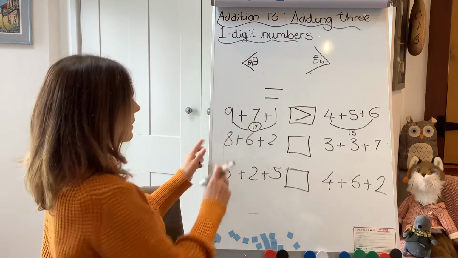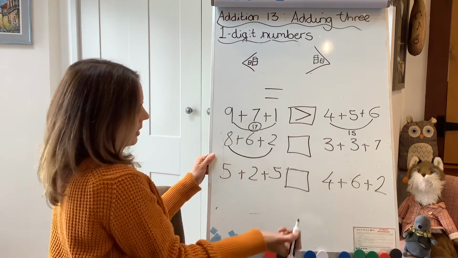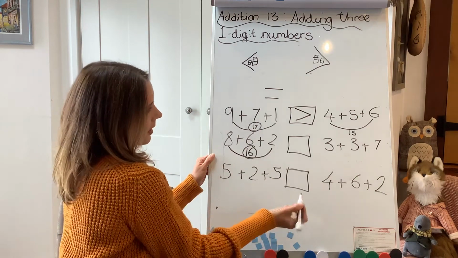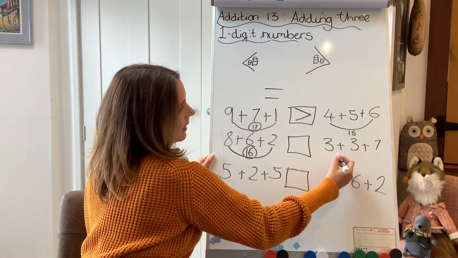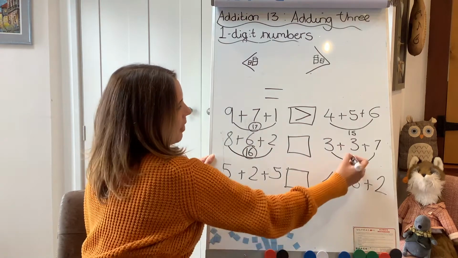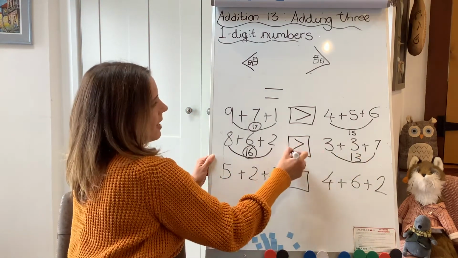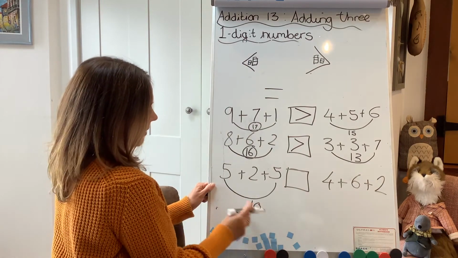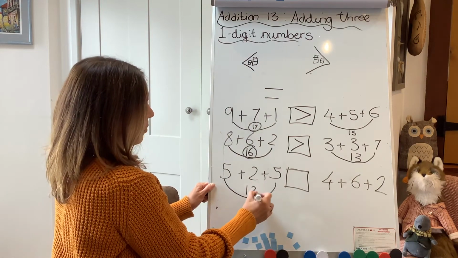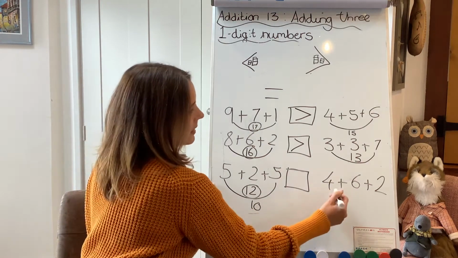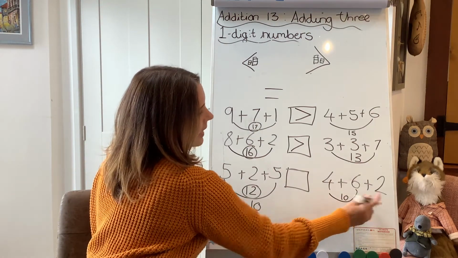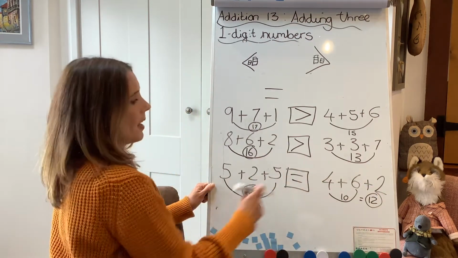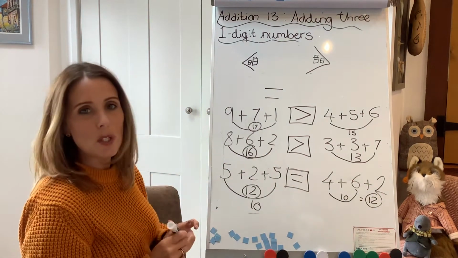Here, 8 add 6 add 2. I'm going to add the 8 add 2 to make 10. Then add the 6 on, so that makes 16. 3 and 7 makes 10. Add 3 on makes 13. 16 is greater than 13. 5 add 5 is 10. Add on the 2 makes 12. 4 and 6 makes 10. Add on the 2 is equal to 12 as well. So 12 add 12, they are equal to each other.